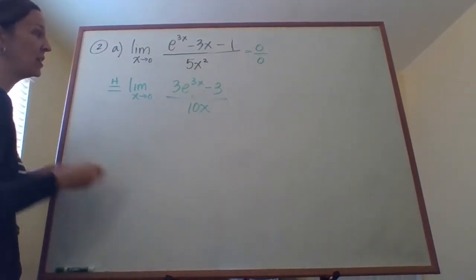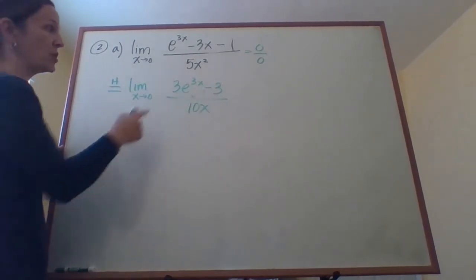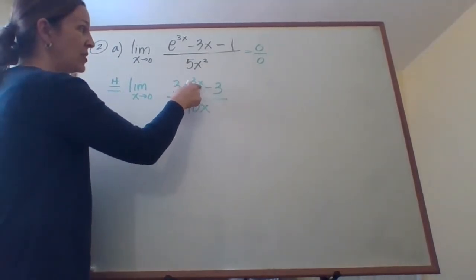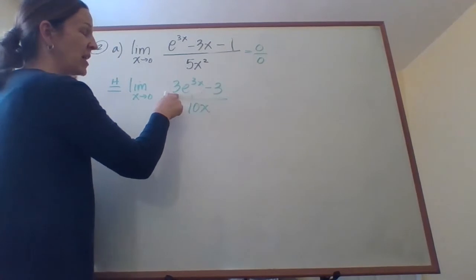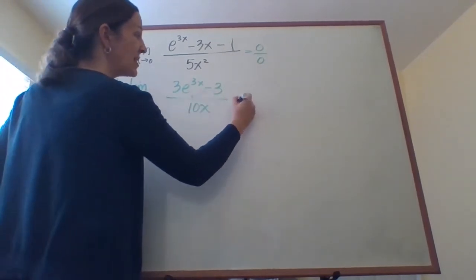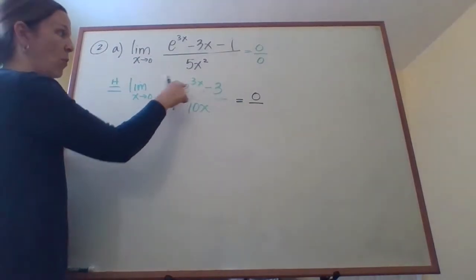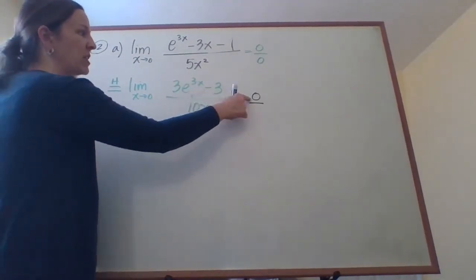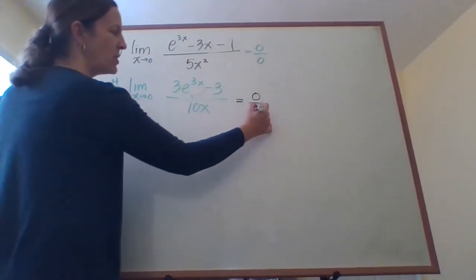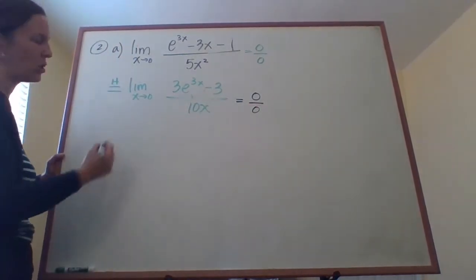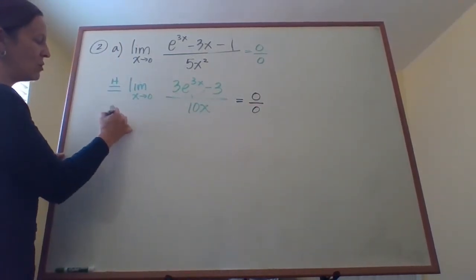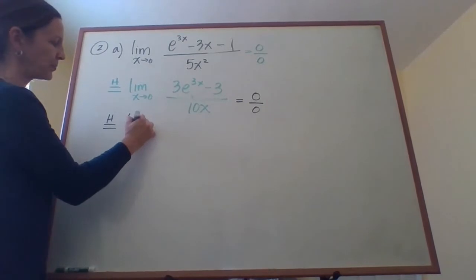If I go to take the limit as x approaches 0 again, I get e to the 0 power times 3, that's 3, minus 3, I still get a 0 on top, because remember, e to the 0 power is 1, so I've got 1 times 3, that's 3, minus 3 is 0 on top, 10 times 0 on the bottom, I still have an indeterminate quotient, means I get to use L'Hopital a second time.